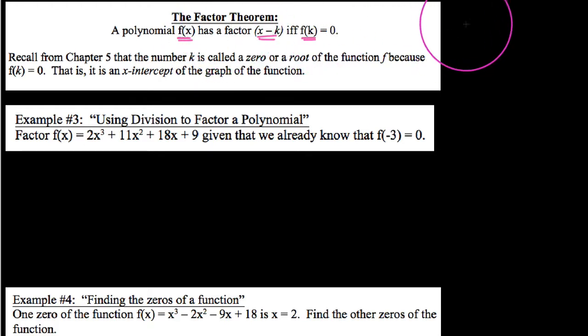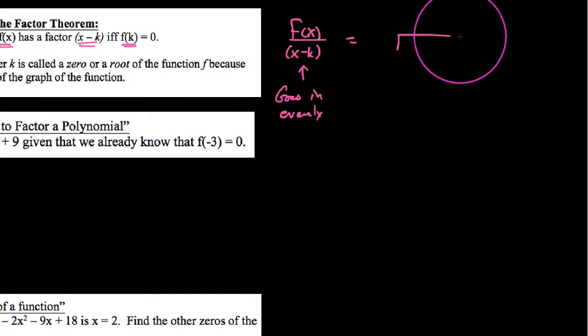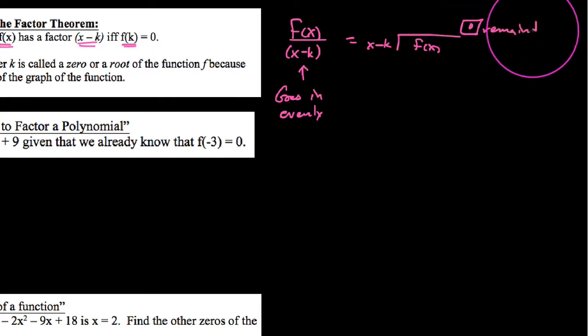So basically what I want to say here is this. We could say f of x has a factor x minus k. So basically what I'm telling you is this goes in evenly. When we say a number is a factor of another number, then it goes into it evenly. So if I were to take some f of x and divide it by x minus k, we would have to say the remainder would have to be 0.